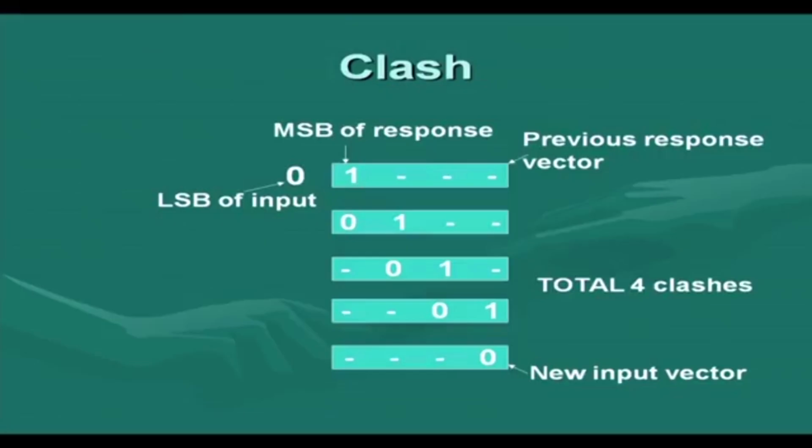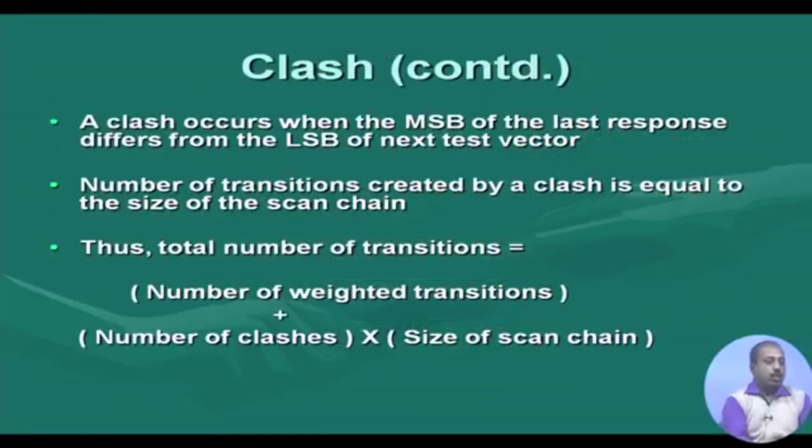If the MSB of the previous response is different from the LSB of the next test pattern, we will have a number of clashes generated, and the number of transitions is equal to the length of the scan chain. So that is the other source of transition that can occur when we are shifting in the test pattern. A clash occurs when the MSB of the last response differs from the LSB of the next test vector. The number of transitions created by a clash is equal to the size of the scan chain. That we have already seen.